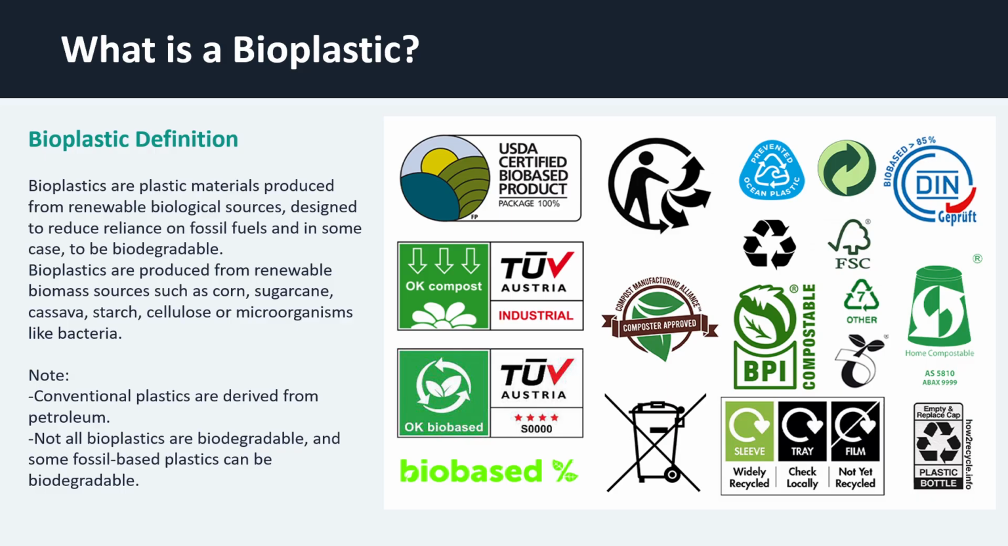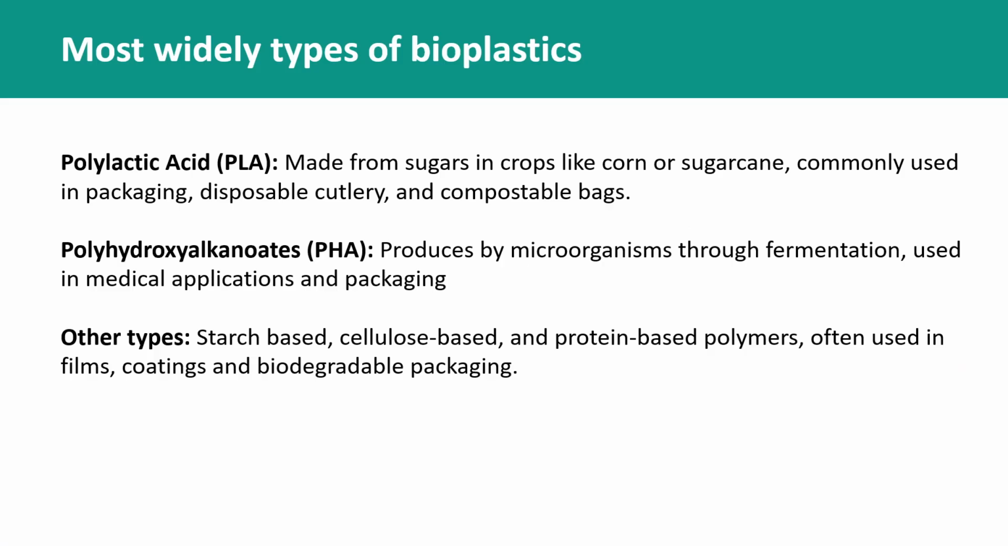What are bioplastics? Bioplastics are plastic materials produced from renewable biological sources, designed to reduce reliance on fossil fuels, in some cases to be biodegradable. Bioplastics are produced from renewable biomass sources such as corn, sugarcane, cassava, starch, cellulose, or microorganisms like bacteria. These are the most widely used types of bioplastics.